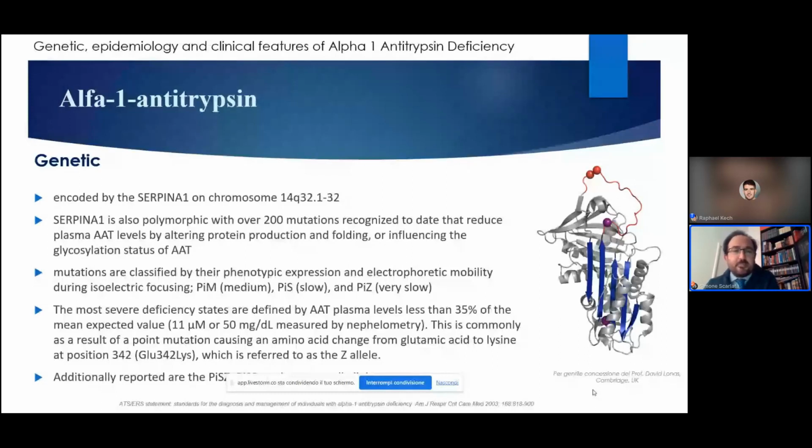And we have to be aware that such a condition realizes when a point mutation occurs, a glutamic acid to lysine at position 342 in the SERPINA1 gene. We refer to this mutation as the Z allele, and this is something we should be aware of.